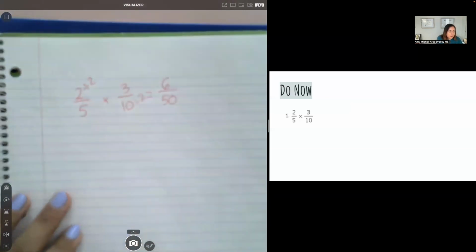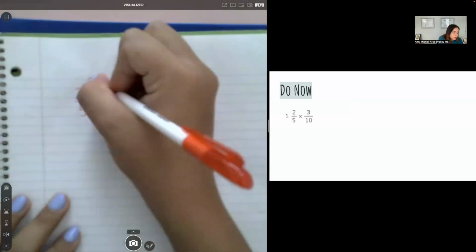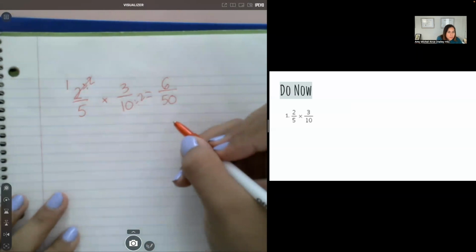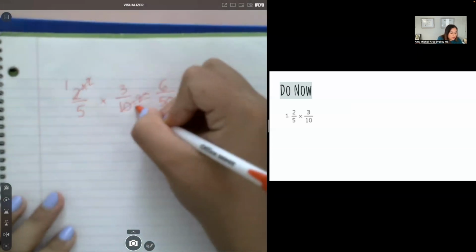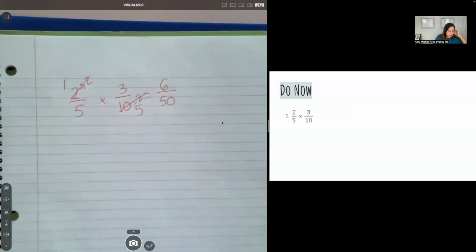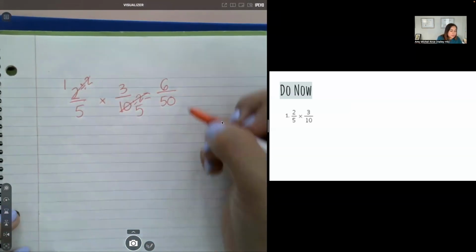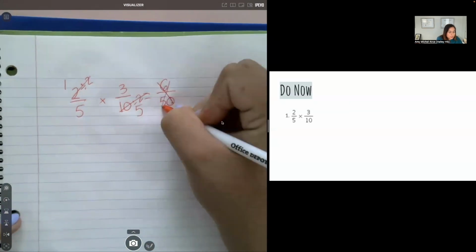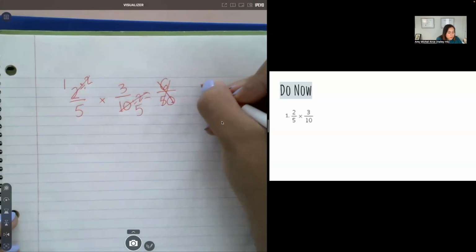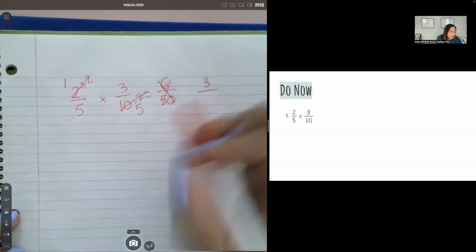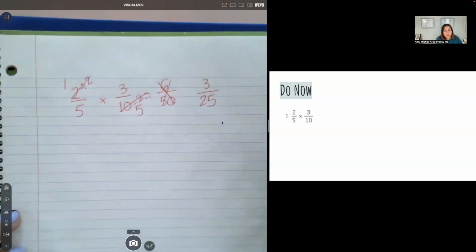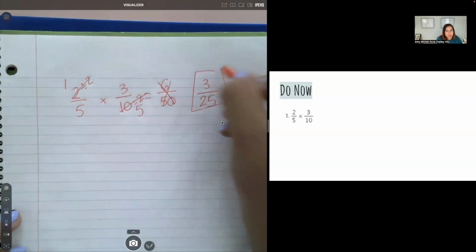So I'm going to divide out those two. 2 divided by 2 is 1. That's the new numerator for that one. 10 divided by 2 is 5. So that's a new denominator there. Okay. So instead of multiplying them first and then reducing, I reduce those smaller numbers. Now I can multiply straight across. 1 times 3 is 3. And 5 times 5 is 25. These don't have any factors in common, so that is our final answer there.